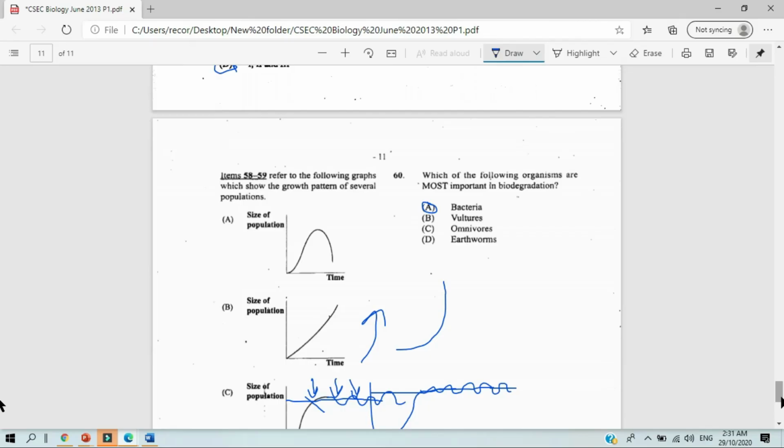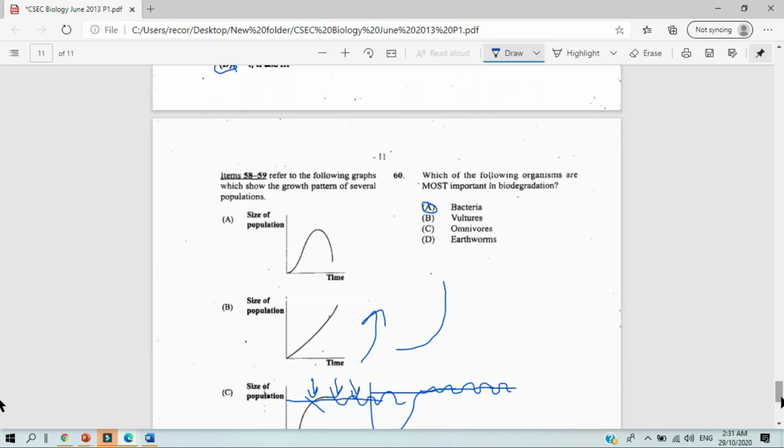We have bacteria, which we refer to as decomposer. But in most cases, after the earthworm would have worked on whatever it's working on, then the bacteria still would have to do some work. So our best answer here is going to be A for 60. So bacteria is the answer for 60.